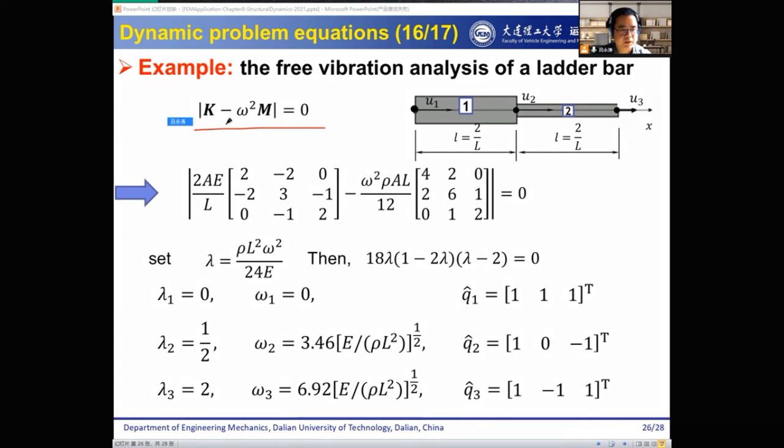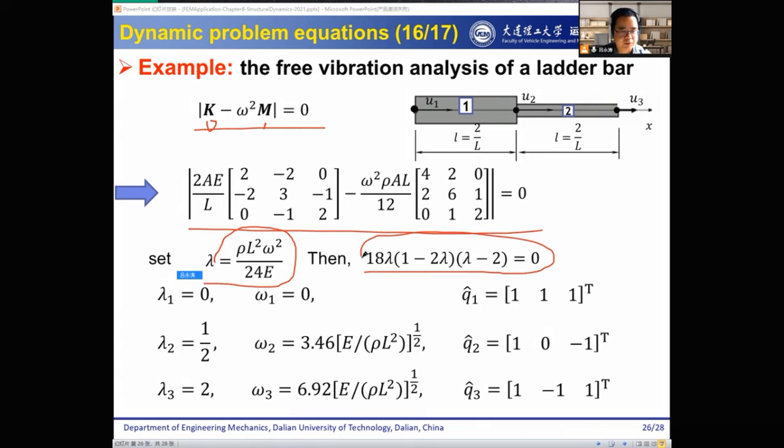We have this equation, and then we put the values of k and m into the equation. Then we have this equation. Okay, this is for you to do as an exercise, whether you can solve this. And we set this, then we have this value. So from this we can easily solve lambda. Lambda 1 is 0, lambda 2 is 1/2, and lambda 3 is 2.